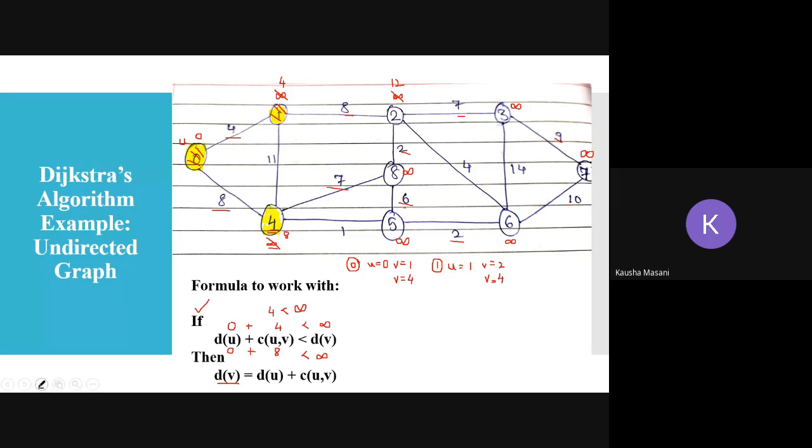Now have a look. How many V values can you get from 4? How many V values can you get? 0, 1, 8 and 5. In which 0 and 1 you are not going to consider. 8 and 5 you are going to consider. So one time V is equal to 8 and one time V will be equal to 5.